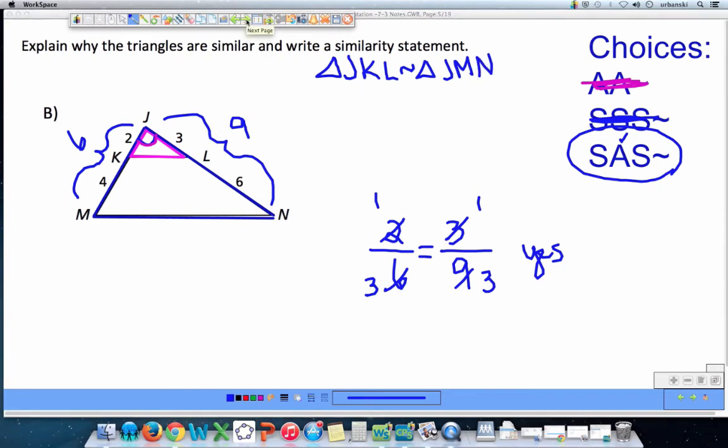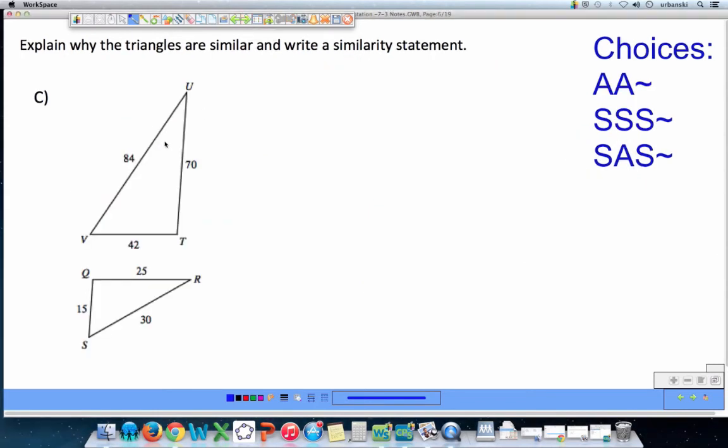The last one we should try together is this one right here. Do we have enough information to try the angles? No, there's no information on angles at all. Do we have enough information to try the 3 sides? Yes, let's try it. We have 3 pairs of sides on each of them. So the only way to show that is by making the ratios to see if they work out. Go from least to greatest. Start with 42 right here. And then 70. And then 84.